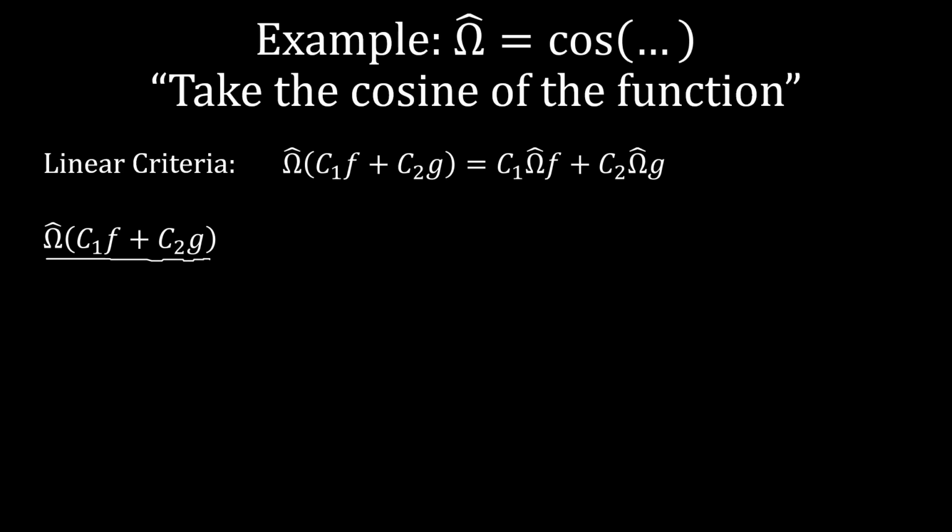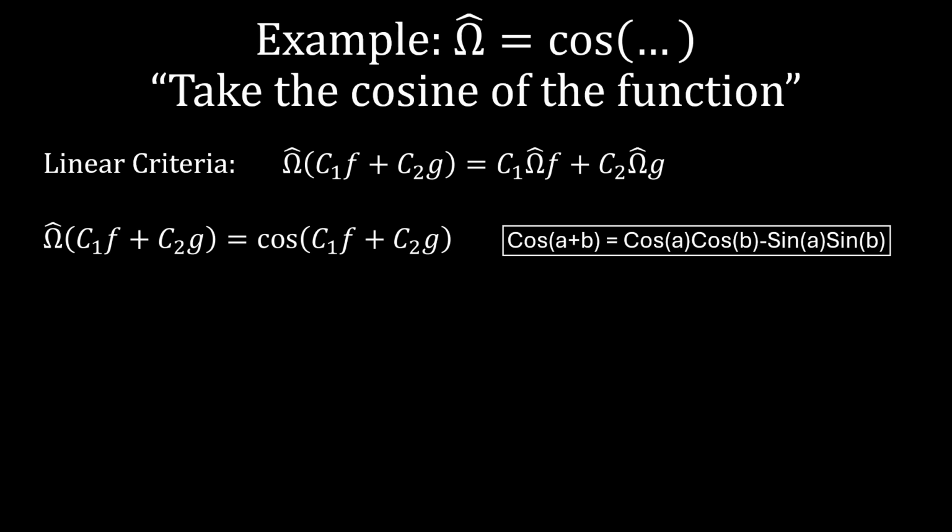Now, what we're going to do is particularize, so we're going to rewrite omega as the cosine. So this is equal to the cosine of c1f plus c2g. So now let's think about what mathematically we could potentially do to simplify this. One such thing is to use this property here, that cosine of a sum, so cosine of a plus b, is equal to cosine a cosine b minus sine a sine b.